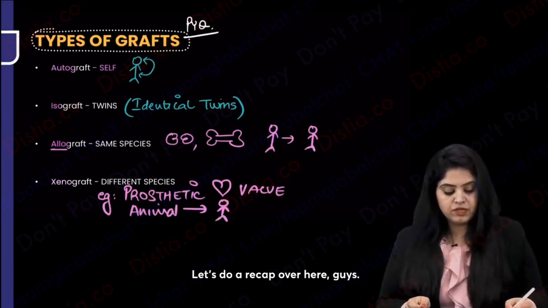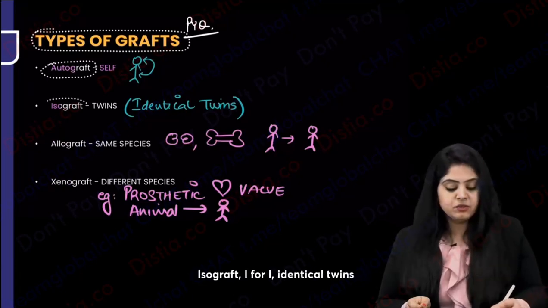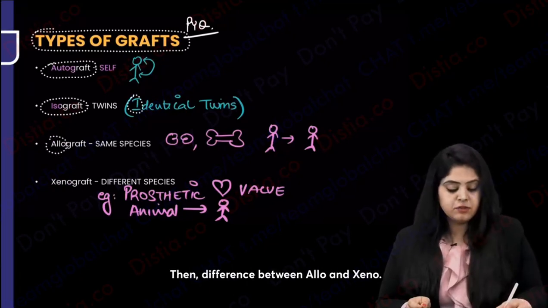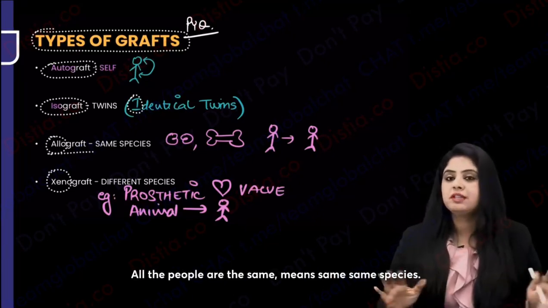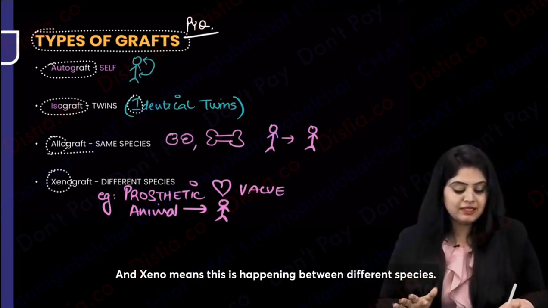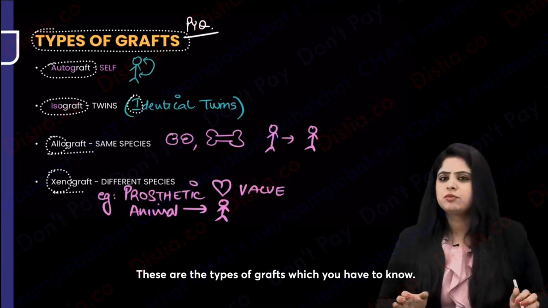Let's do a recap over here, guys. When I'm talking about autograft, auto means self. Isograft, I for I, identical twins is how I have learnt it. Then the difference between allo and xeno. Allo is where all the people are the same, same species. And xeno means this is happening between different species. These are the types of grafts which you have to know.